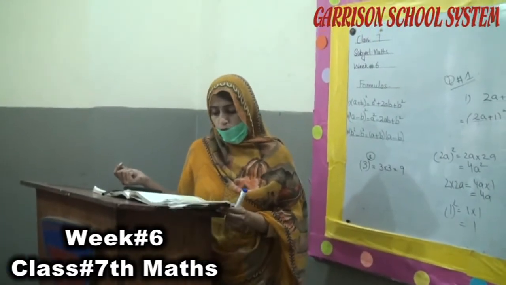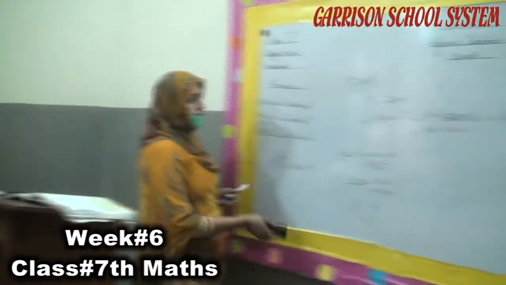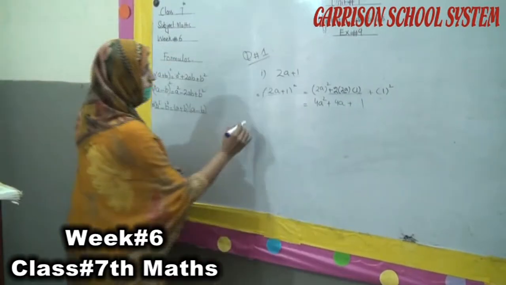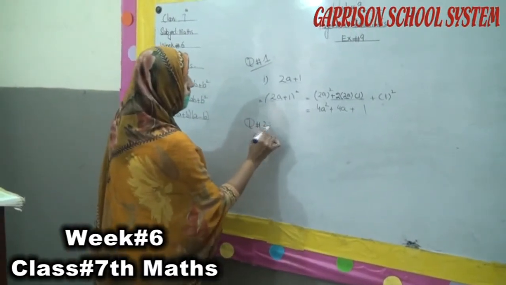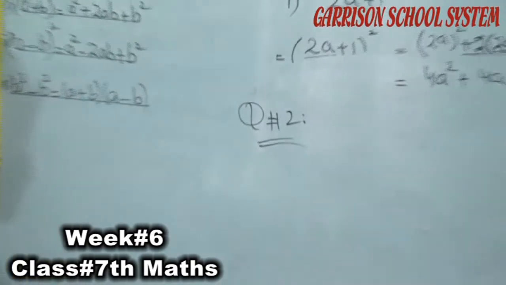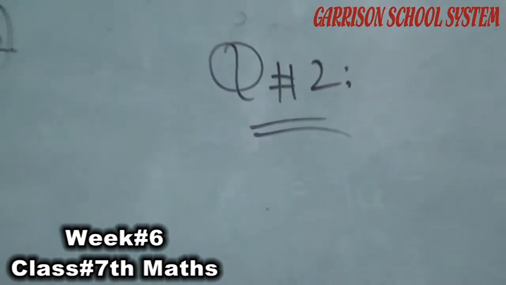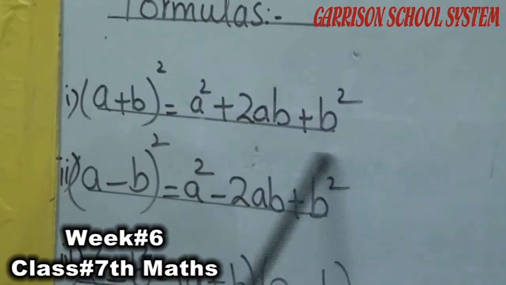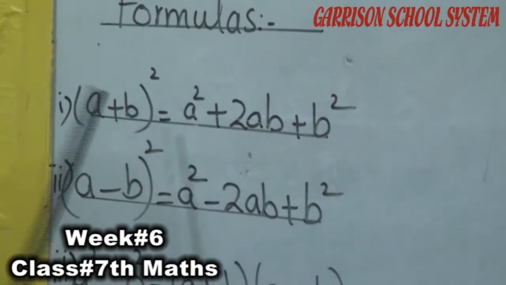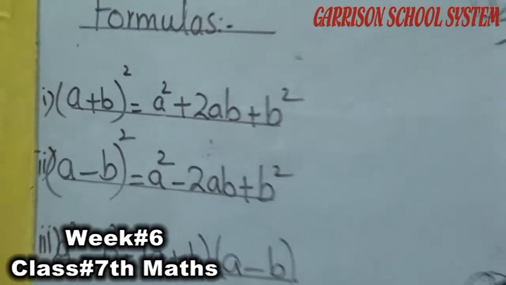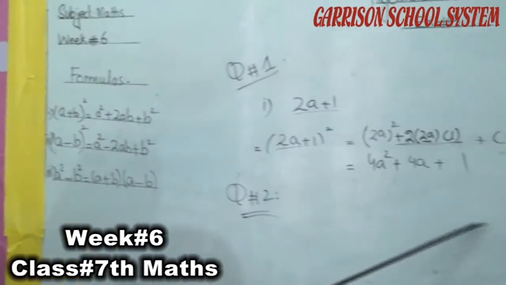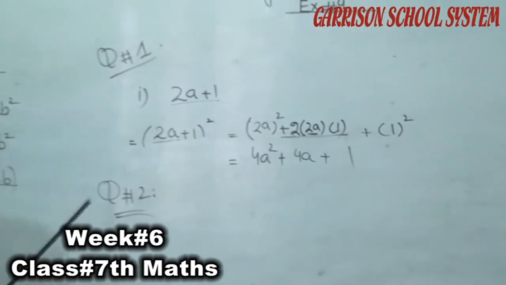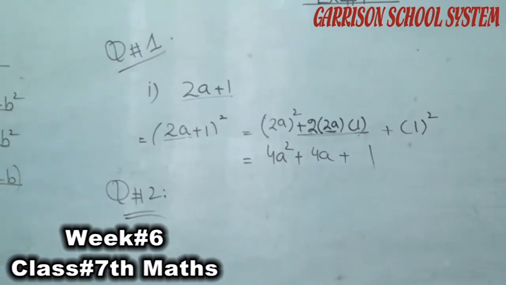Next, question number 2, simplify. In question number 1, I have opened the formula by using this formula, which means the closed form is given and I have converted it in the open form. But in question number 2 it is opposite.